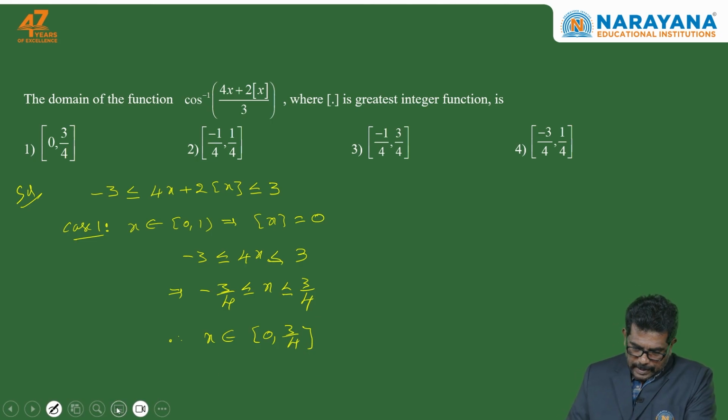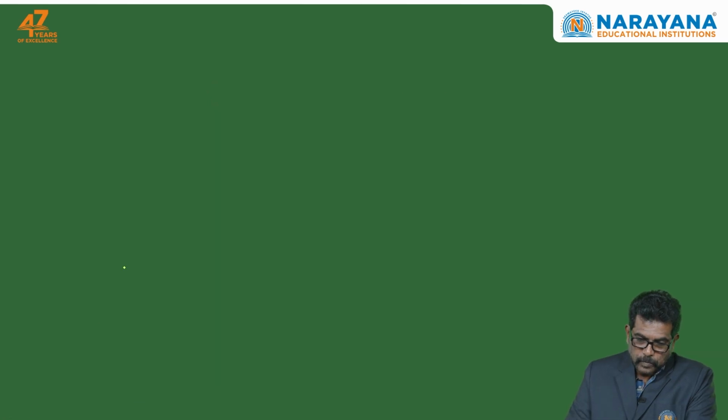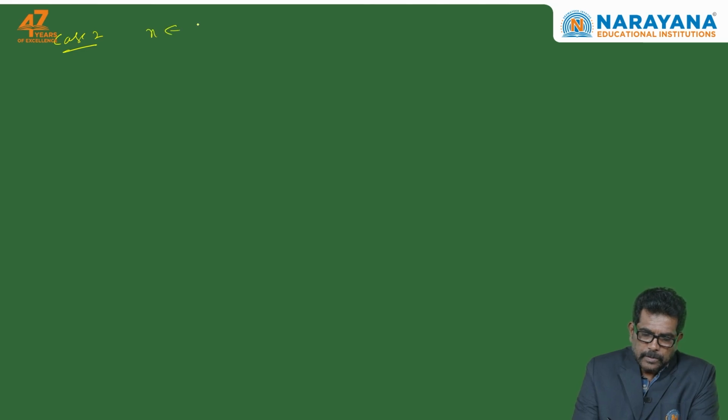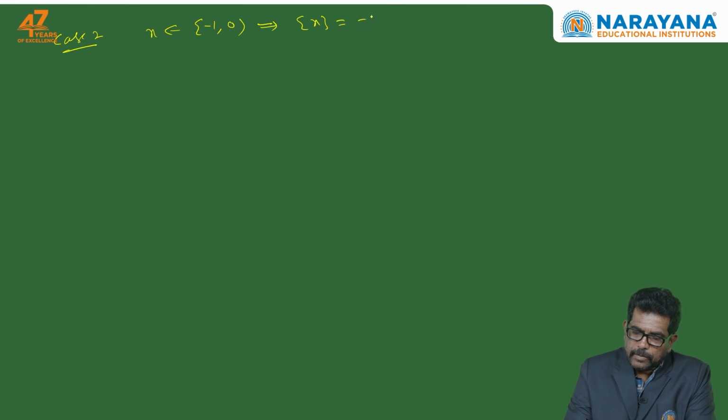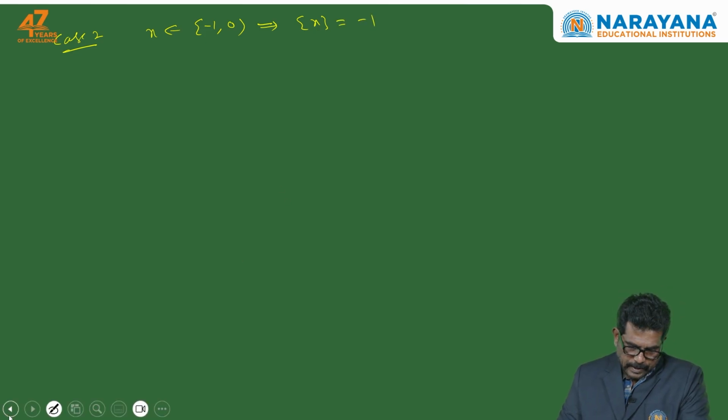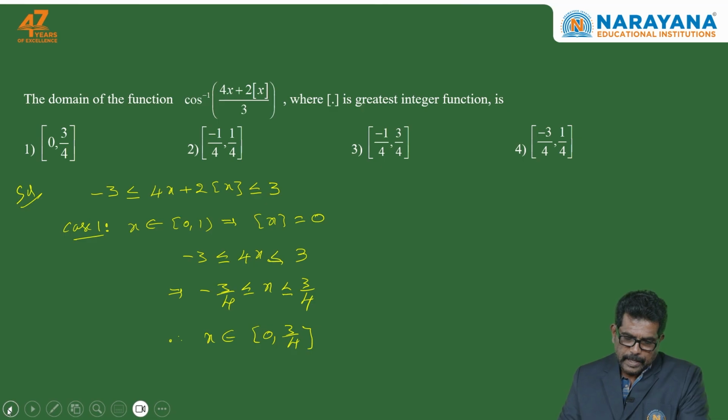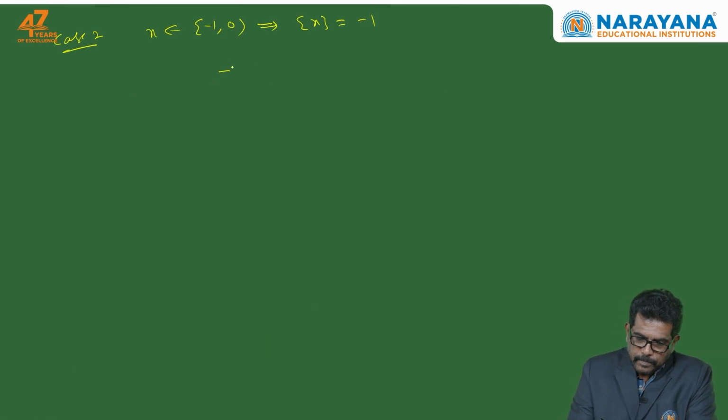Like this, we consider the next case also. Case 2, I consider x belongs to the negative case, that is [minus 1, 0). When x belongs to minus 1 comma 0, the integral part of x is equal to minus 1. Then observing the inequality, minus 3 is less than or equal to 4x plus 2 times the integral part of x is less than or equal to 3, that is minus 3 is less than or equal to 4x minus 2 is less than or equal to 3.